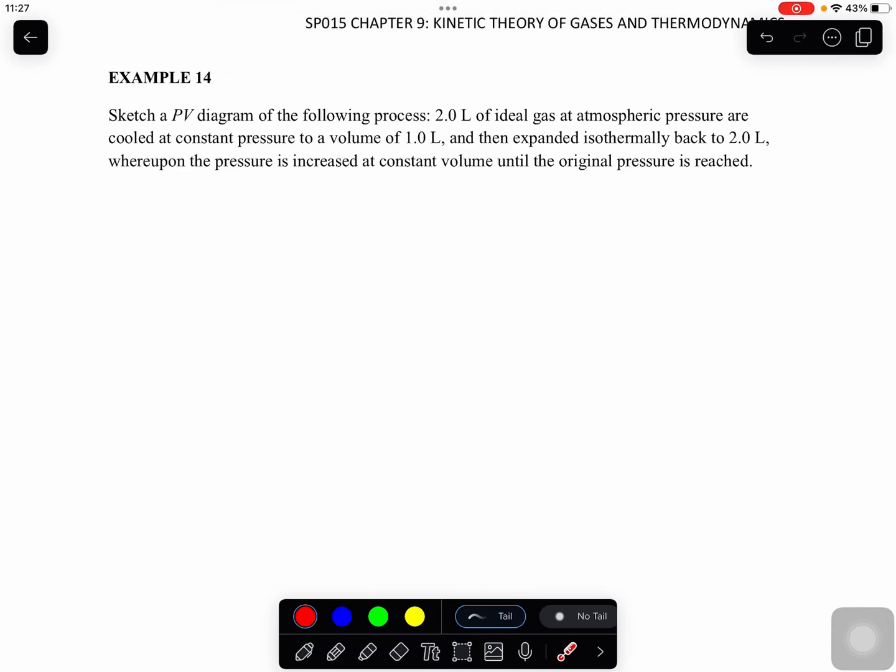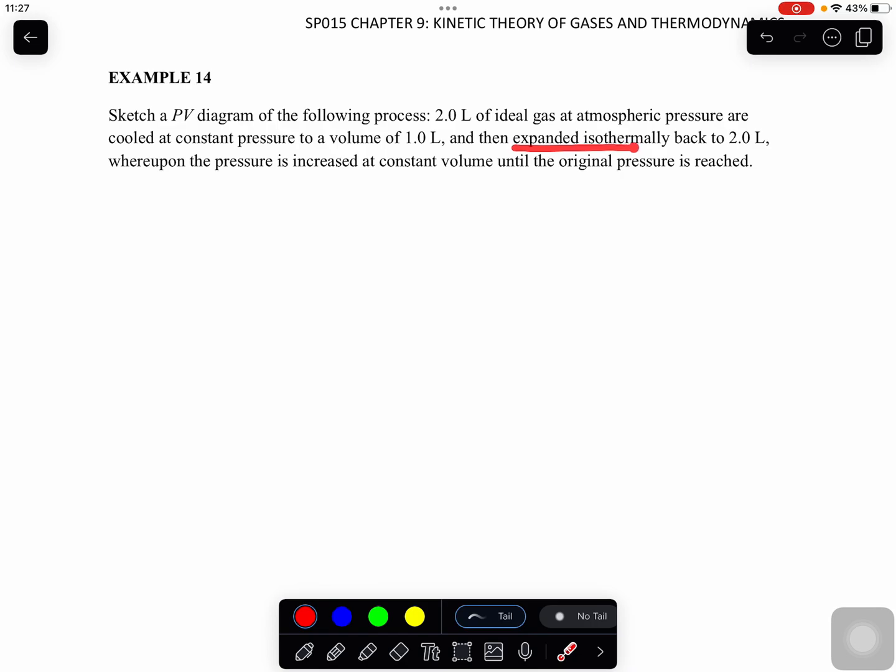Okay, next one, let's look at example 14. Sketch a PV diagram of the following process. A 2 liter of ideal gas at atmospheric pressure is cooled at constant pressure. So initially we have a gas of 2 liter at atmospheric pressure. It's being cooled at constant pressure to a volume of 1 liter.